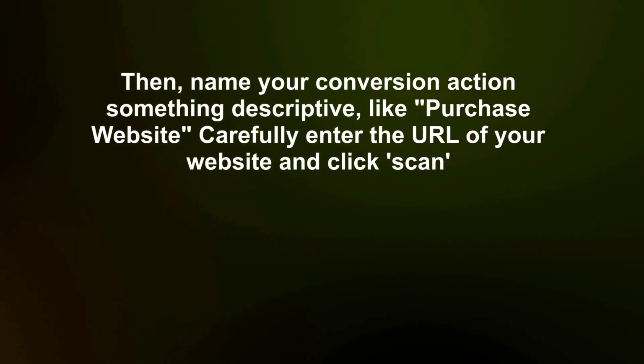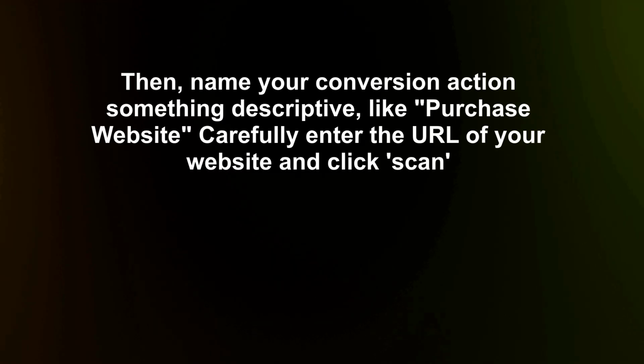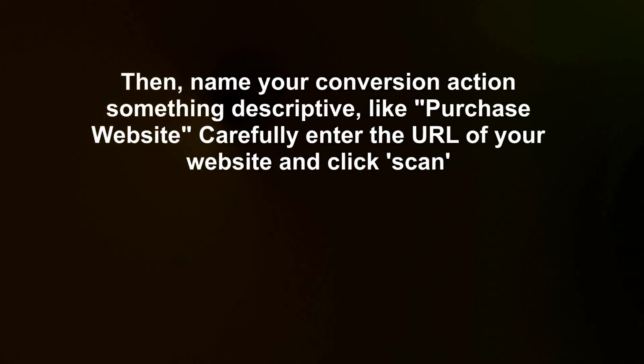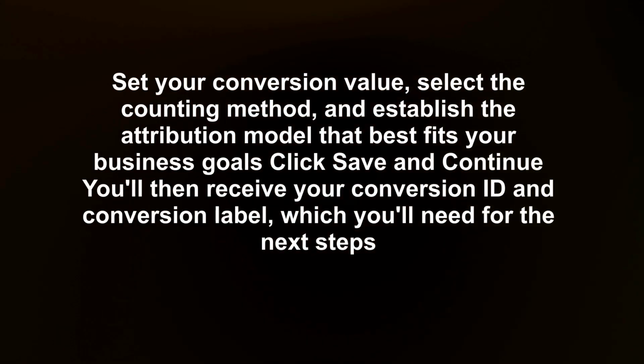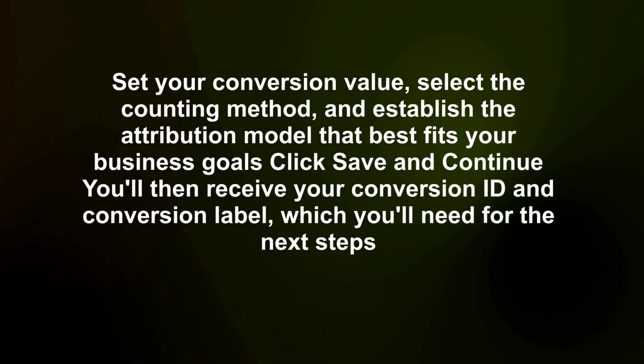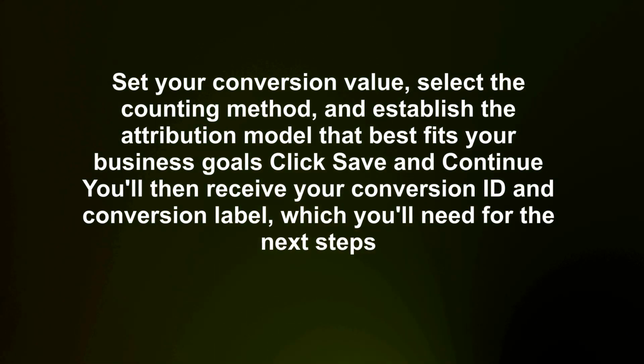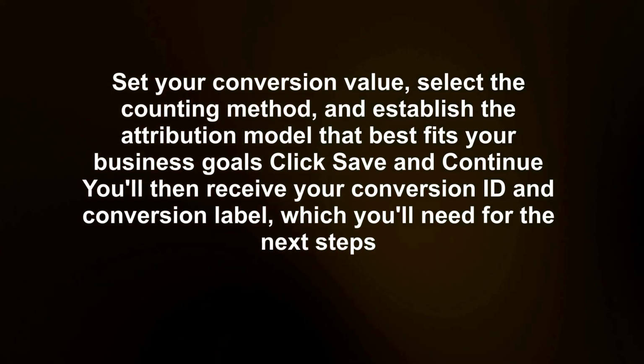Then, name your conversion action something descriptive, like purchase website. Carefully enter the URL of your website and click Scan. Set your conversion value, select the counting method, and establish the attribution model that best fits your business goals. Click Save and Continue. You'll then receive your conversion ID and conversion label, which you'll need for the next steps.